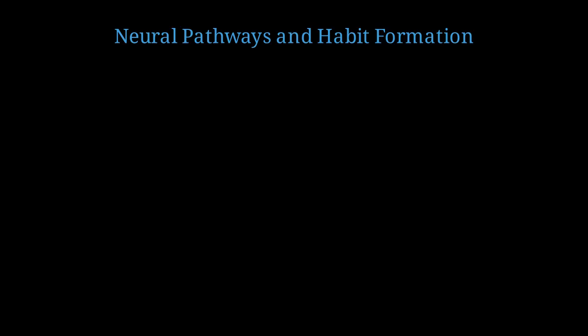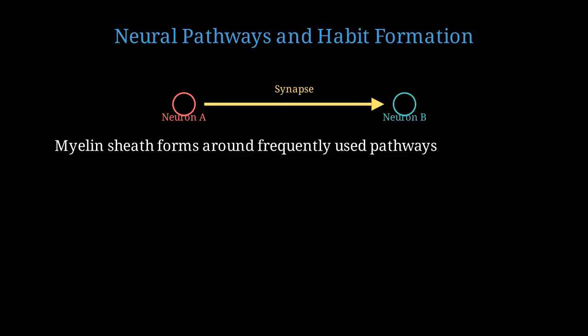Let me explain what happens at the cellular level. When two neurons fire together repeatedly, the synapse between them strengthens. This is called Hebbian learning, often summarized as neurons that fire together, wire together. When you repeat a thought pattern or action, your brain wraps myelin, a fatty insulating substance, around the axons of those neural pathways. This increases signal transmission speed by up to 100 times.